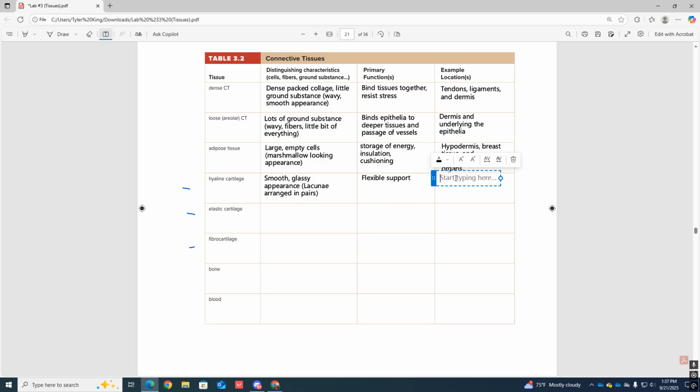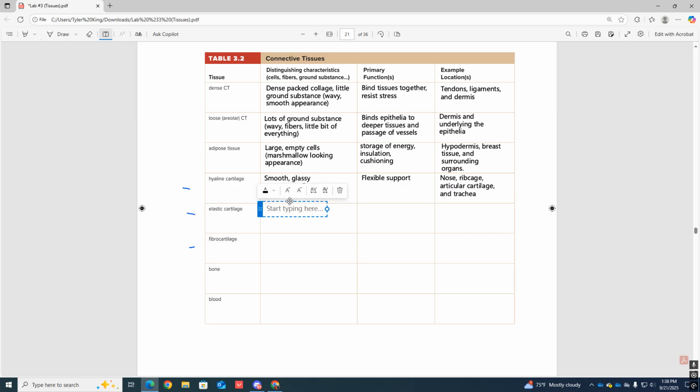And for the example locations, this will be in the nose, rib cage, articular cartilage, articular joints, for example, and the trachea. Awesome.